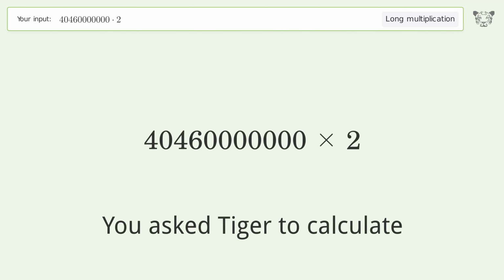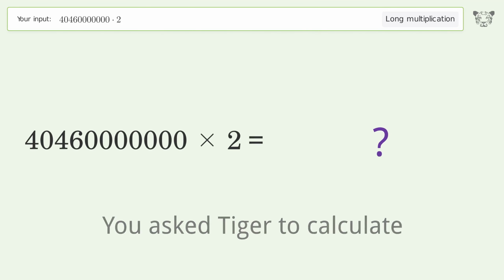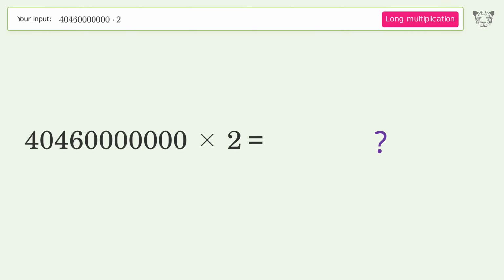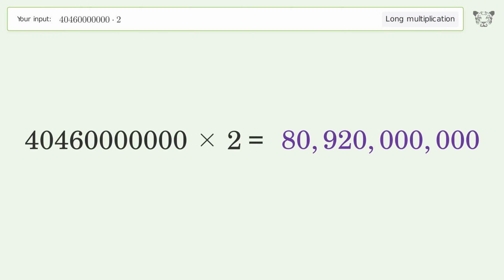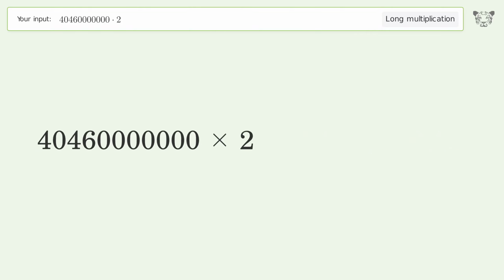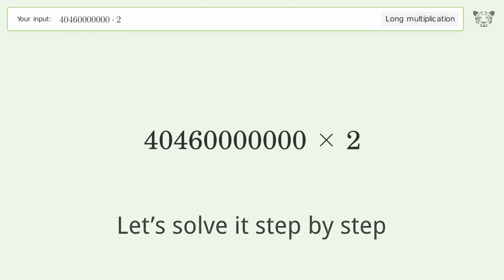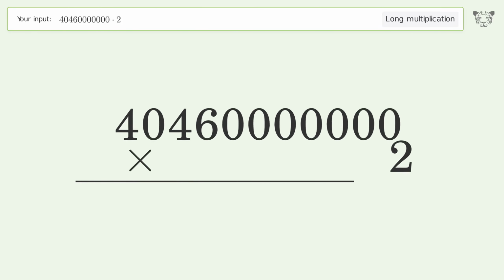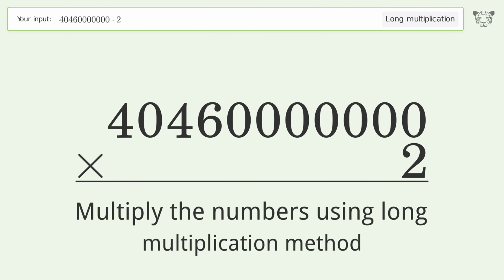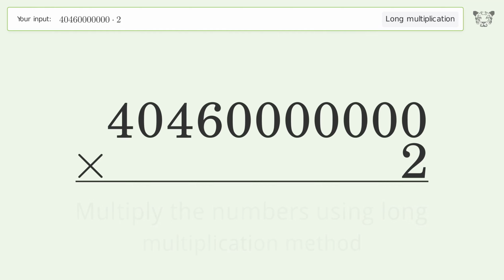You ask Tiger to calculate. This deals with long multiplication. The final result is 80,920,000,000. Let's solve it step by step. Rewrite the numbers from top to bottom aligned to the right. Multiply the numbers using long multiplication method.